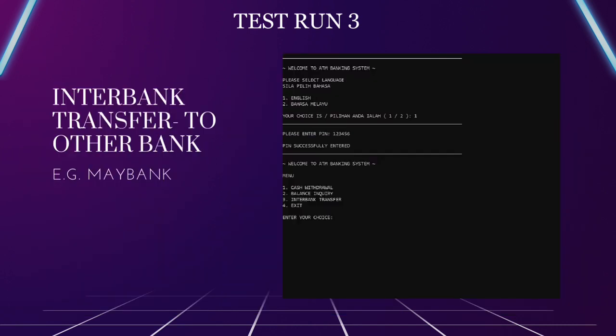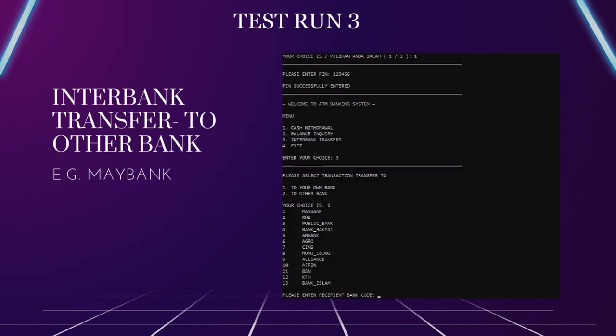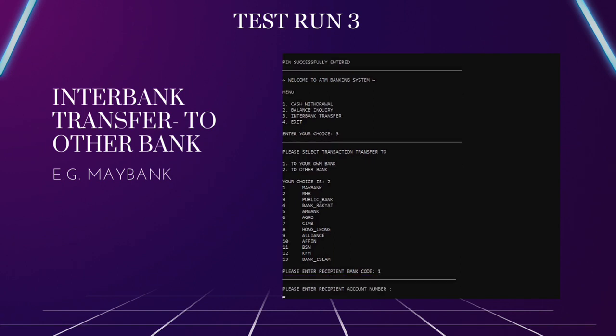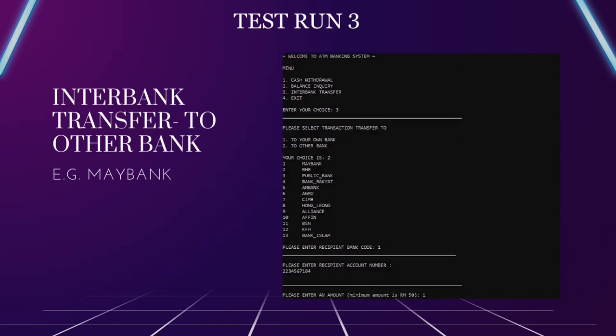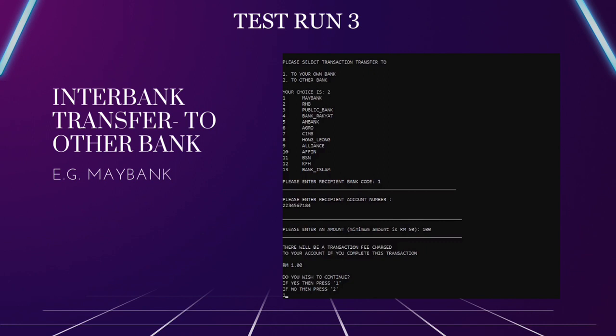For the user who wants to transfer money to another bank, the user needs to select the recipient bank code and there will be 13 codes provided for the bank choices. Next, the user is required to enter the recipient account number and the amount of money, which is a minimum of RM50 or more, followed by the receipt printing.